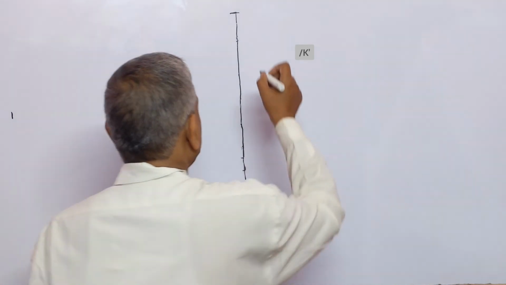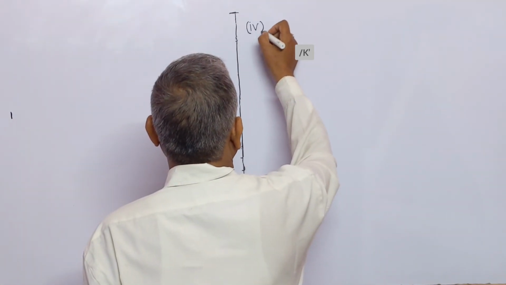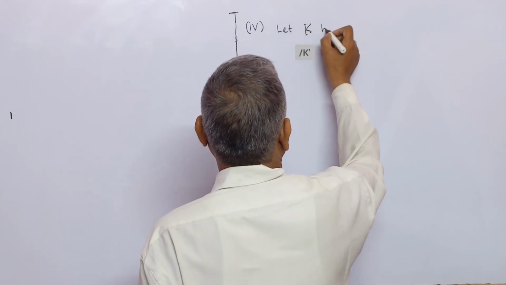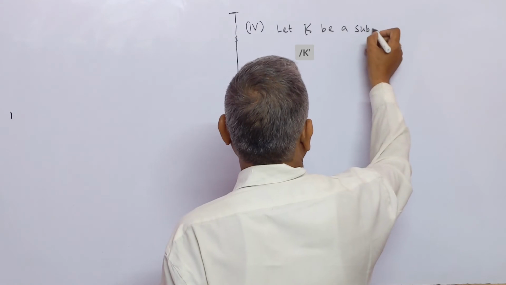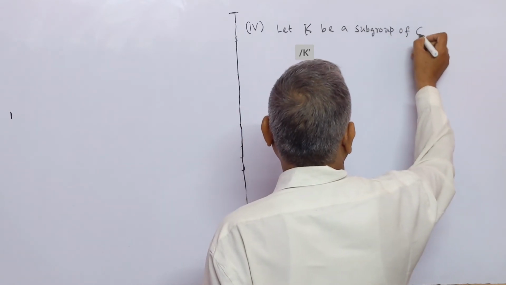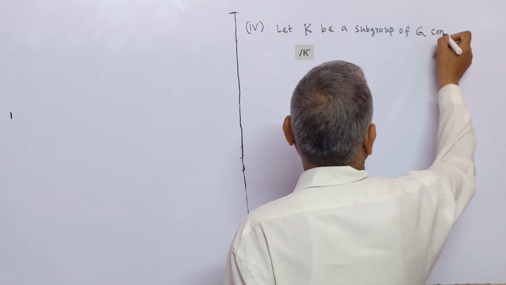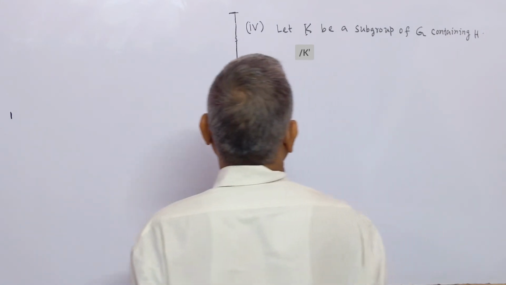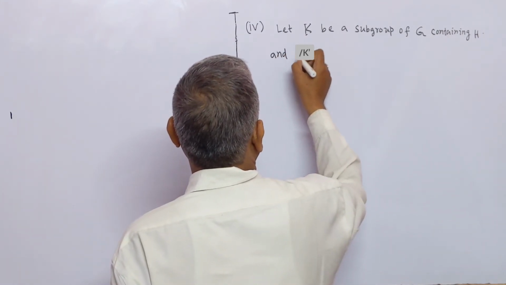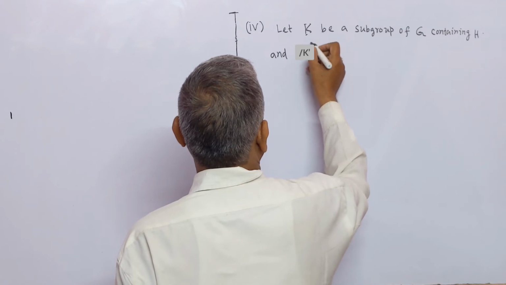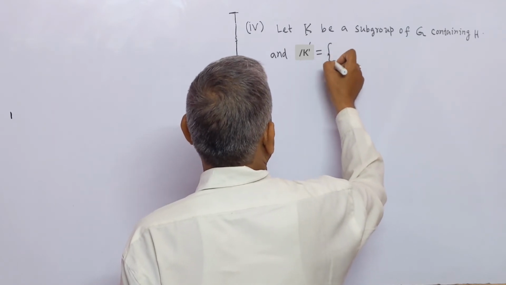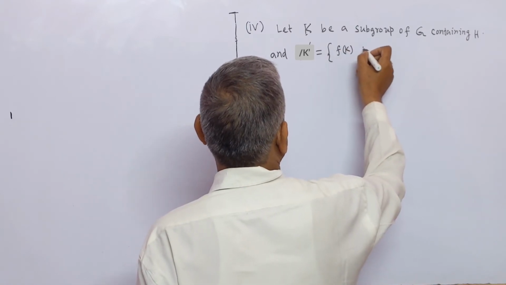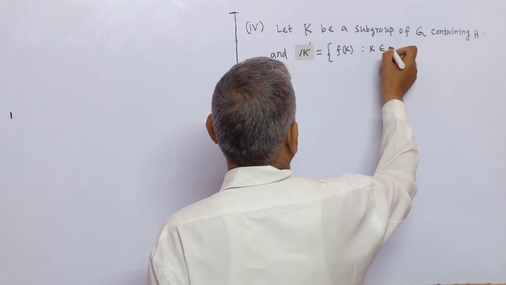Now we prove number 4. Let K be a subgroup of G containing H, and K prime equal to f small k such that k belongs to capital K.